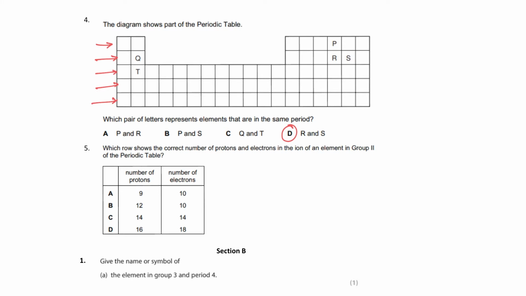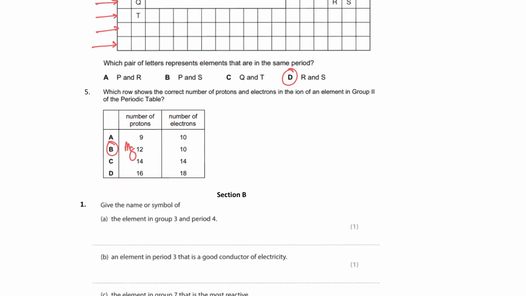Which row shows the correct number of protons and electrons in the ion of an element in group 2 of the periodic table? So you have group 2, so you're looking for something that has the proton number of a group 2 element. Just look at the proton numbers and match them with the periodic table. This is magnesium, which is in group 2, number 12. 9 is in group 7 and so on. So you can clearly see that B is going to be the answer. Notice that I did not look at the number of electrons. I didn't have to, because there's only one option that's in group 2 here.